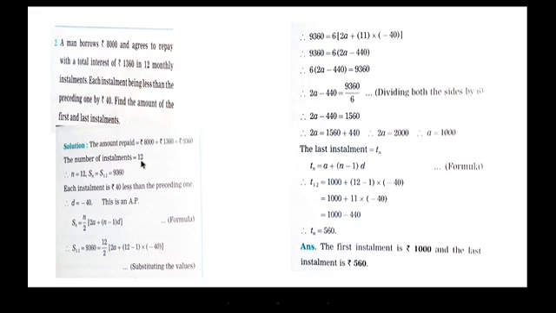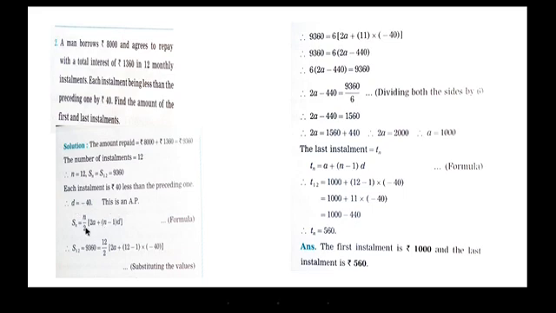That means n is equal to 12. He pays the total amount with interest 9,360 in 12 installments. That means S12 is 9,360. Now each installment is rupees 40 less than the preceding one. That means each installment is rupees 40 less than the previous one. So d will be minus 40, because it is less than the previous one by 40. So d is minus 40. So this is an arithmetic progression.